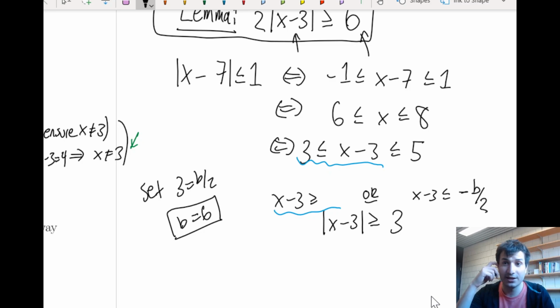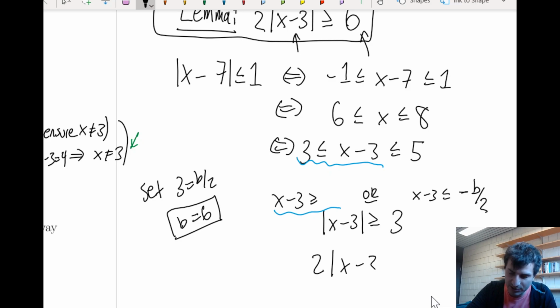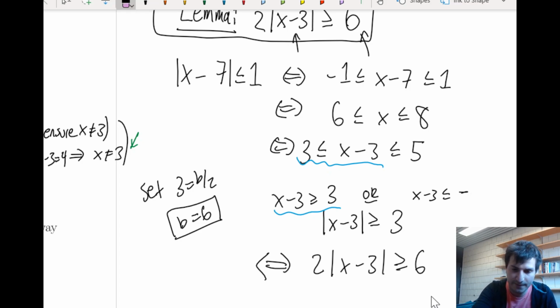The absolute value of x minus 3 is greater than or equal to 3, so 2 times the absolute value of x minus 3 is greater than or equal to 6. That's going to be the last line. Okay, that's good. And that means x minus 3 is going to be bigger than 3, or x minus 3 is going to be less than minus 3. Okay, so all of these lines are good.